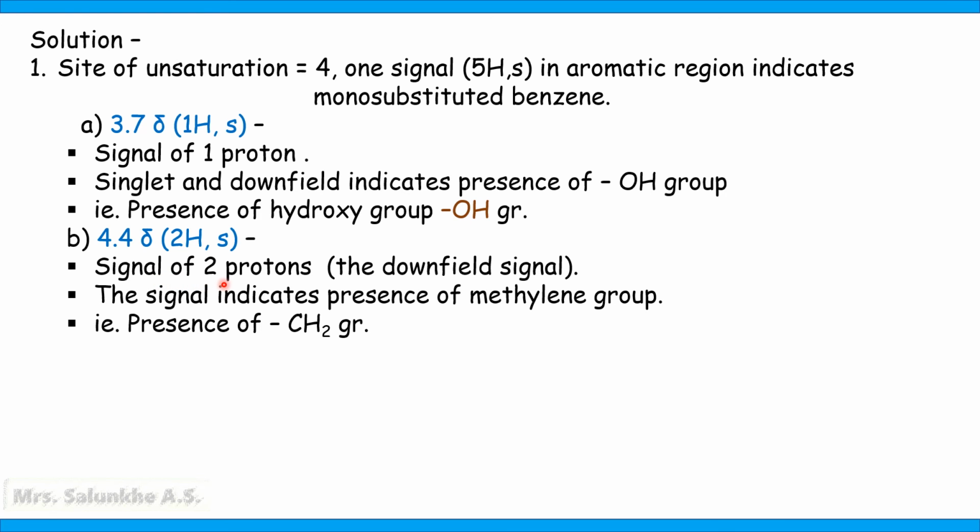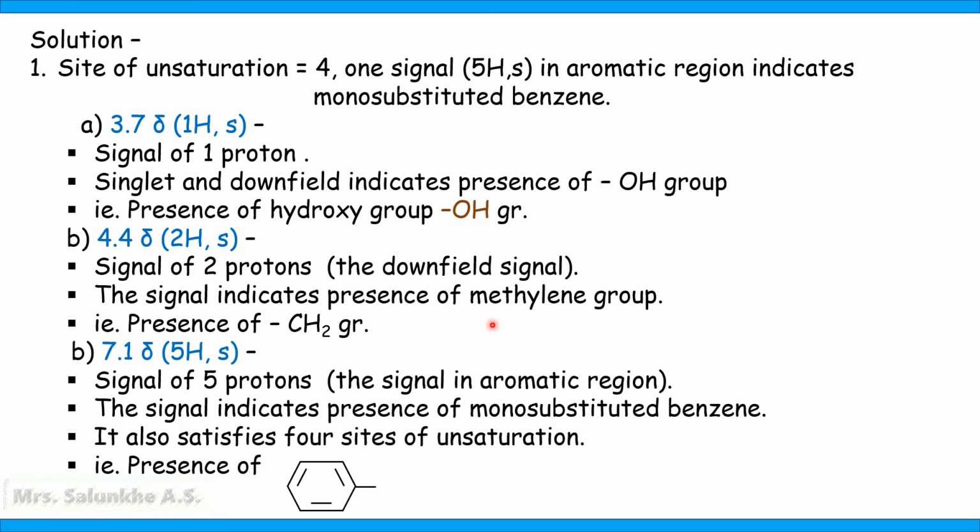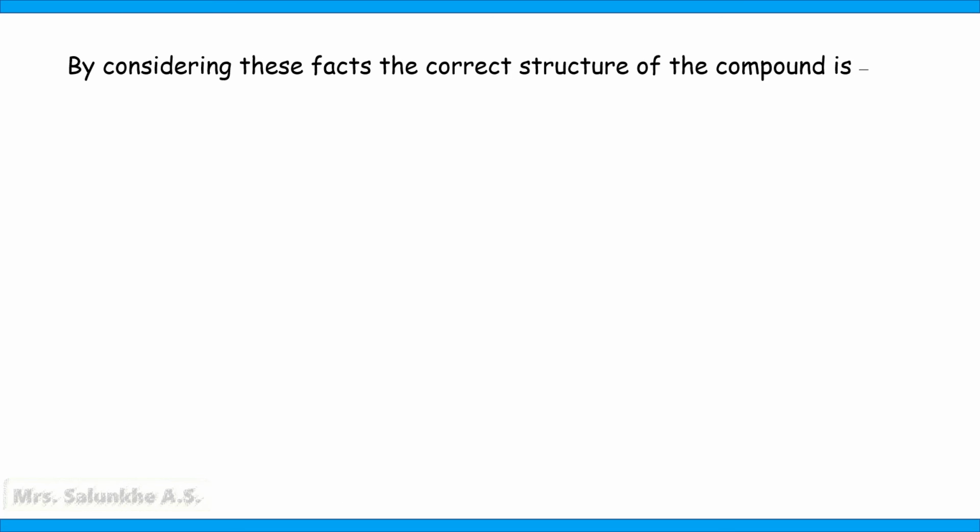This is the signal of 2 protons, that is the presence of a methylene group proton, and the signal is at downfield. The next signal is 7.1, 5H singlet. This is the signal of 5 protons. It is in the aromatic region, and this signal also indicates the presence of a monosubstituted benzene. It also satisfies 4 sites of unsaturation. And by considering these facts, the structure of the compound is like this.